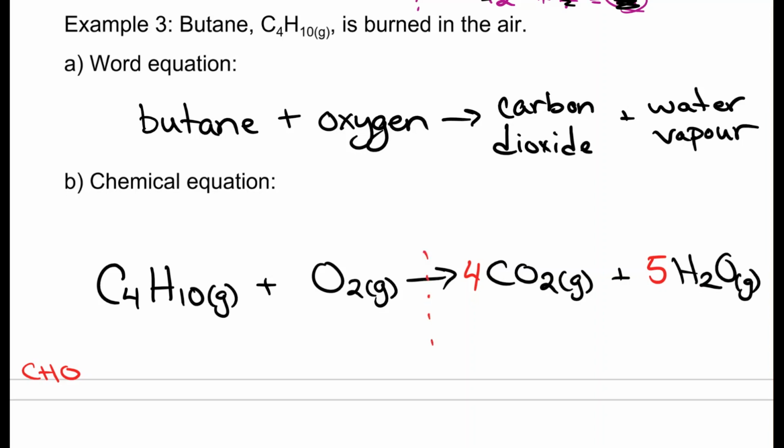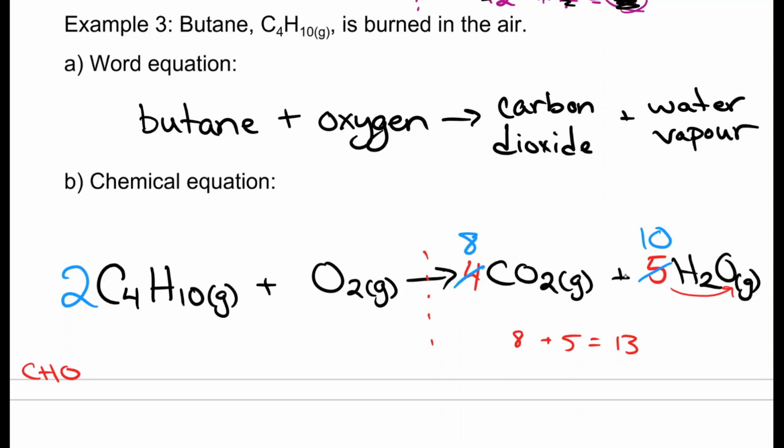Now let's add up all the oxygens on the right-hand side. 4 times 2 is 8. 5 times 1 is 5. 13. Can we make 13 out of groups of 2? No. Remember, let's go back and just cross off all of these coefficients and double the first thing you looked at. Double that hydrocarbon. So 2 times 4 is 8 carbons. 2 times 10 is 20. How do I make 20 out of groups of 2? With 10. You see how these numbers are doubling, right?